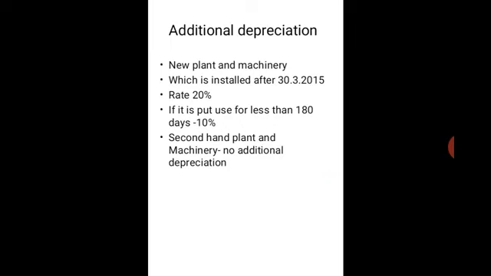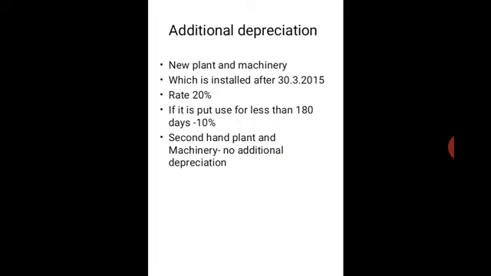Additional depreciation we are going to calculate only for the new purchase of plant and machinery which is installed after 1/3/2015. Before 1/3/2015, we do not allow additional depreciation on any assets purchased. Only after 1/3/2015 are we going to apply additional depreciation, and that is only for the new plant and machinery. And the rate of additional depreciation is 20%.